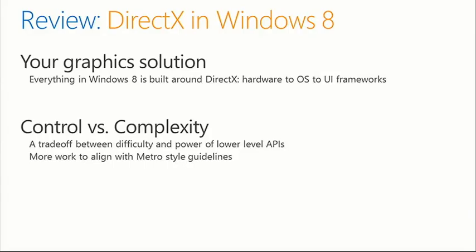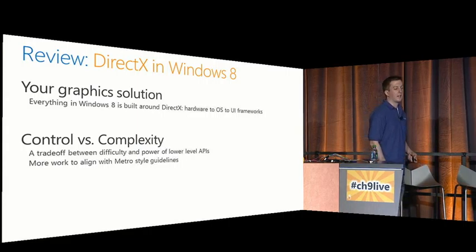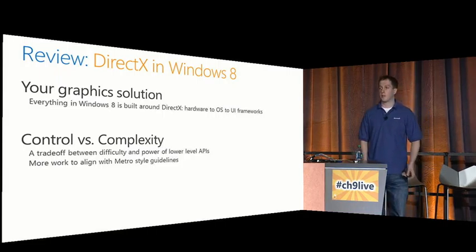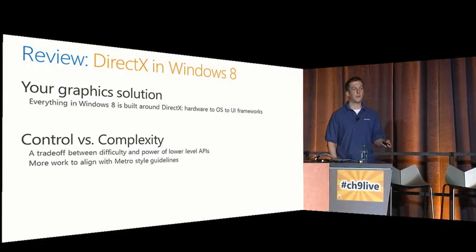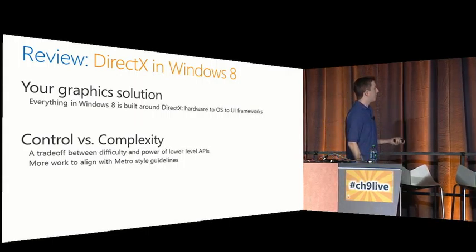DirectX in Windows 8 is, however, your graphics solution. Really everything in Windows 8 is built around DirectX, all the way from the hardware to the OS to the UI frameworks like XAML and HTML, JavaScript. These are all built on DirectX. So this is really your low-level graphics framework. The only issue with this is you have to make a trade-off between the control and complexity you get with this, because it's more difficult to use DirectX than it is to use a UI framework, obviously. It's also more work to align with the Metro style guidelines. Chaz had talked a little bit earlier about how you have to create visuals for your app bars and things like that to fit with the Metro style theme, which you get for free in XAML.